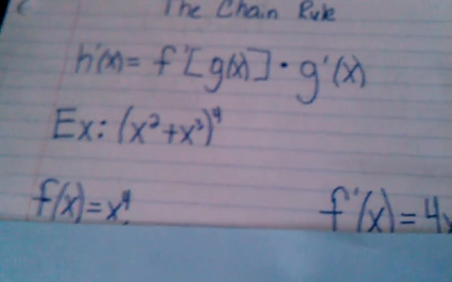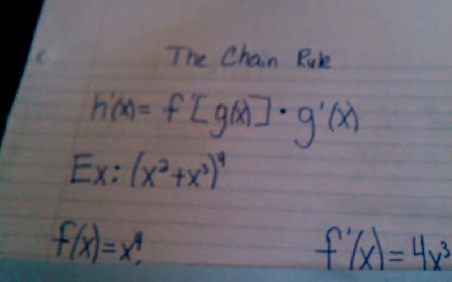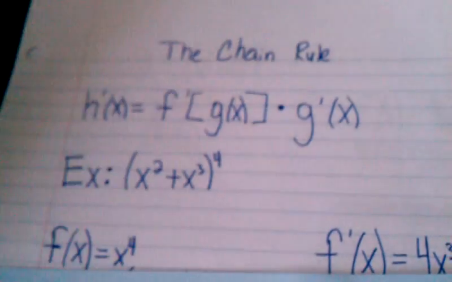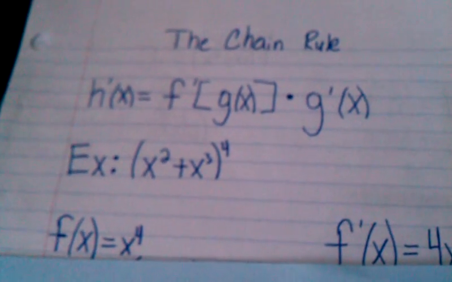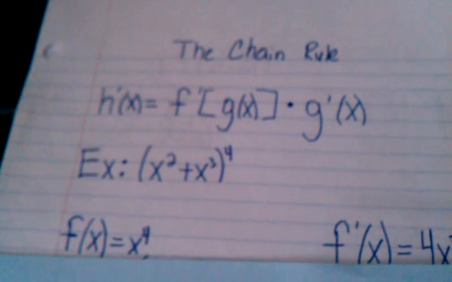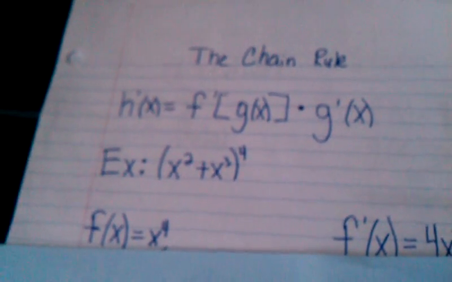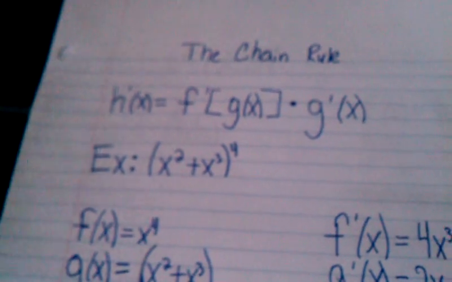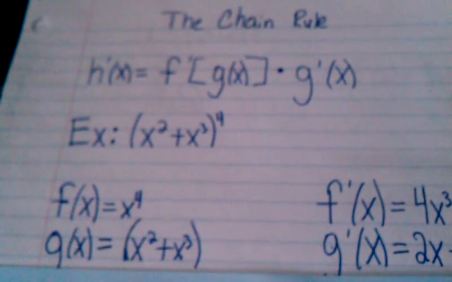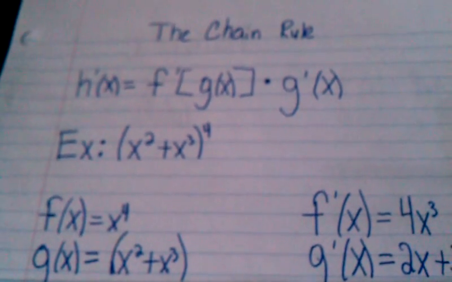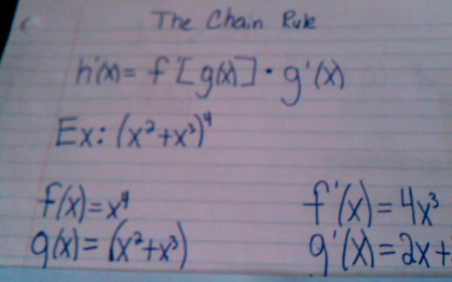Since it's the inside-outside rule, you take the inside, and the power is the outside, so f of x is x to the fourth. G of x is the inside, so we take x squared plus x to the third.